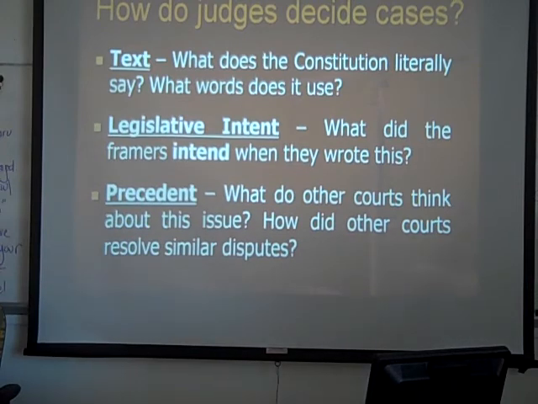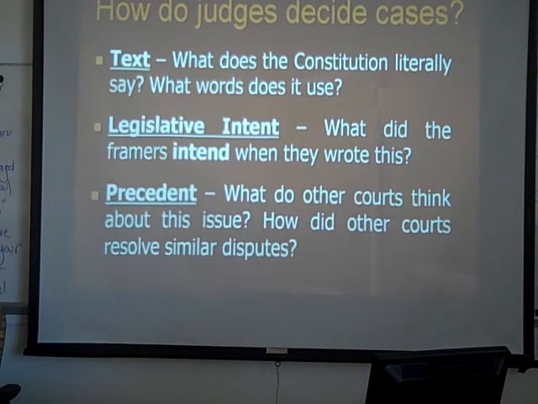Okay, great. All right, so we know that there are three tools that we use to interpret the Constitution, primarily, right? The first is text. That is, what does the Constitution actually say? What words does it use? What language does it use, right? Sometimes we can get an answer as to what the Constitution means simply by looking at what it says. More often than not, though, it's not going to be that helpful, right?